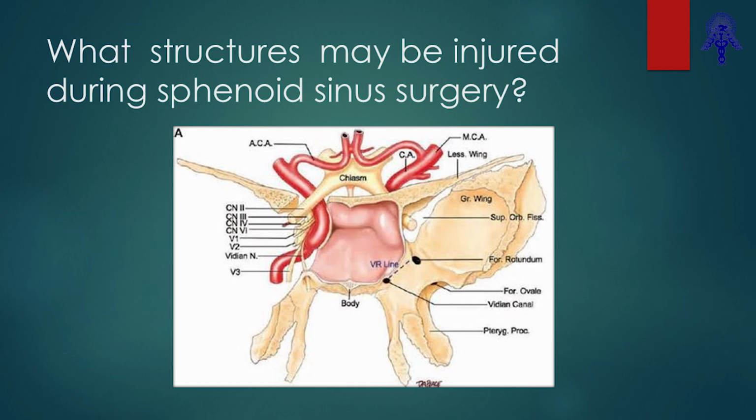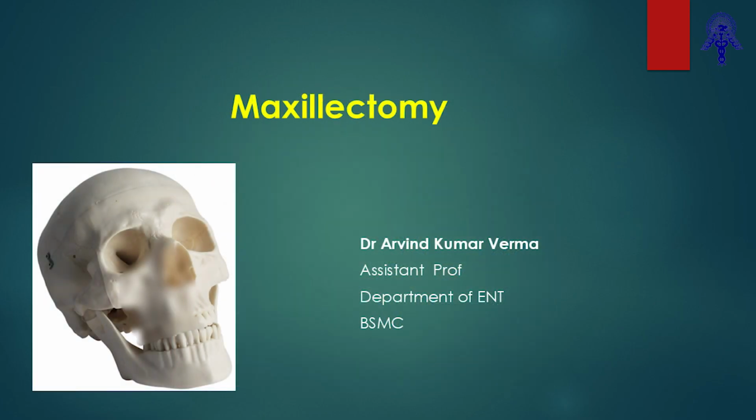And last, I think I will just show you, not ask questions, what structures may be injured. These are the questions which are asked in the exam. Obviously, you can injure the carotid, you can injure the optic nerve, you can injure the hypophyseal fossa. Most commonly, these are the things, and obviously cause CSF leak in the sphenoid sinus. I would hand it over to Dr. Arvind now to take you through maxillectomy, which is very commonly asked in the examination.